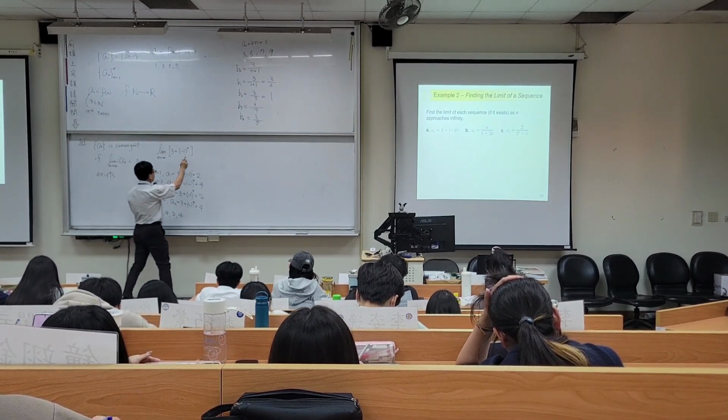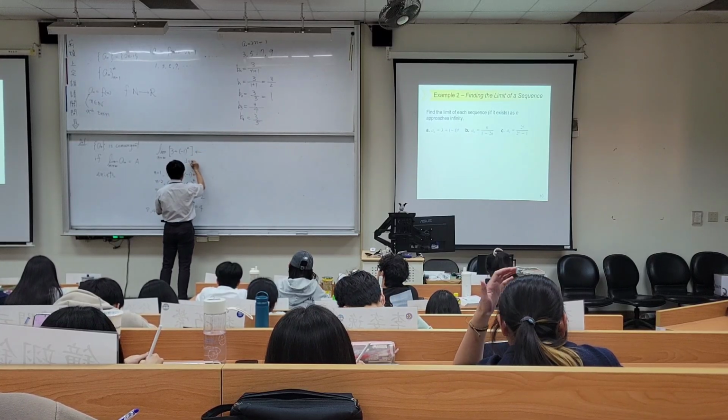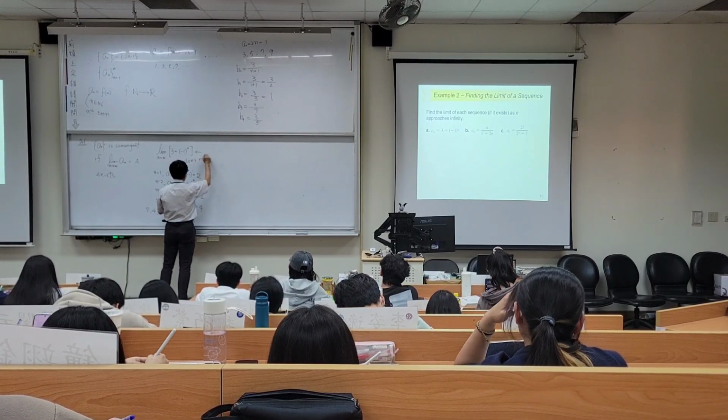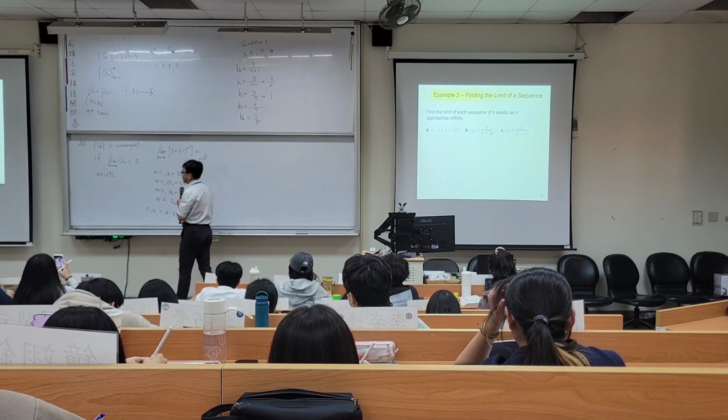So that's why this limit does not exist. So the limit does not exist, and this sequence is divergent.